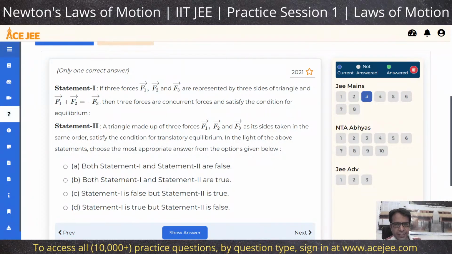And just as a quick reminder, concurrent forces, everybody understand what concurrent forces are? So when the lines of action of all these forces pass through the same point, then the forces are concurrent.